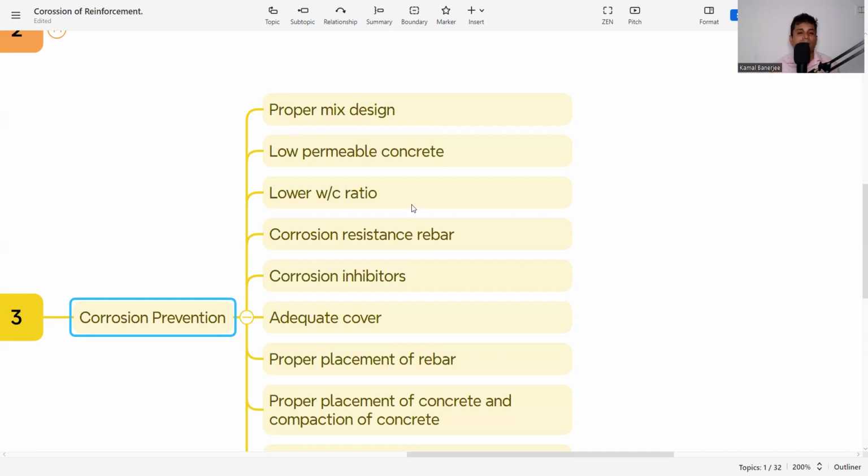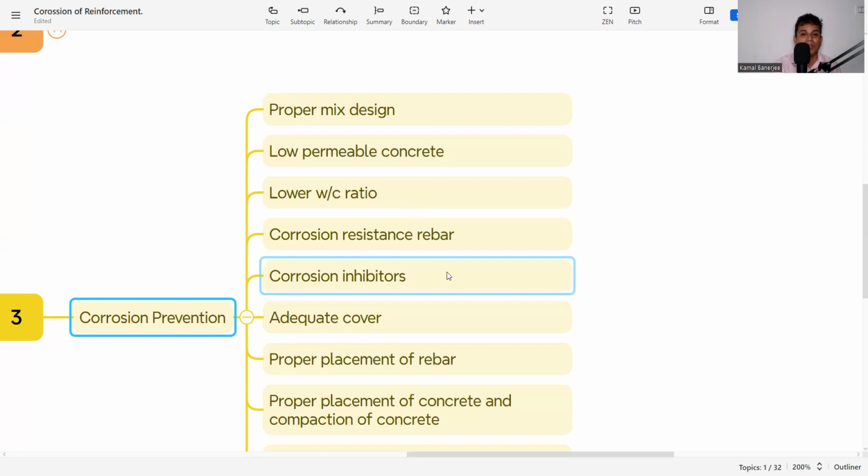The low permeable concrete means chloride ion, sulfate ion, and moisture will not ingress into the concrete. Why? If they ingress, corrosion will happen. With a lower water cement ratio, there will be less free water inside the concrete, and it will not react with the reinforcement, and it will not corrode.